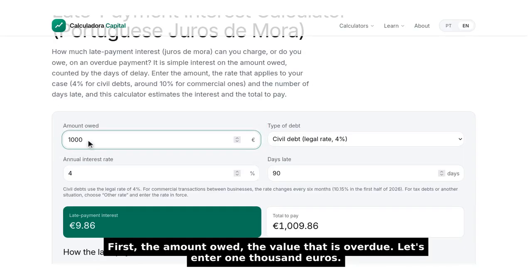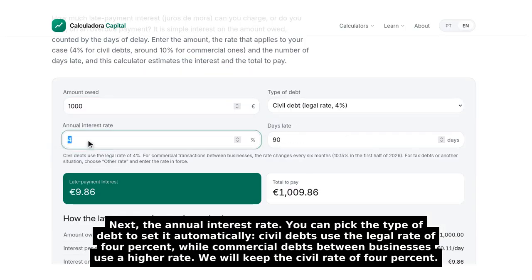Let's enter €1,000. Next, the annual interest rate. You can pick the type of debt to set it automatically. Civil debts use the legal rate of 4%, while commercial debts between businesses use a higher rate. We will keep the civil rate of 4%.